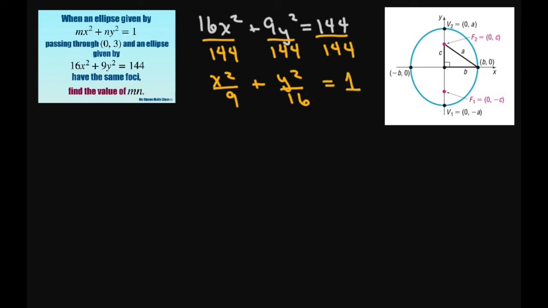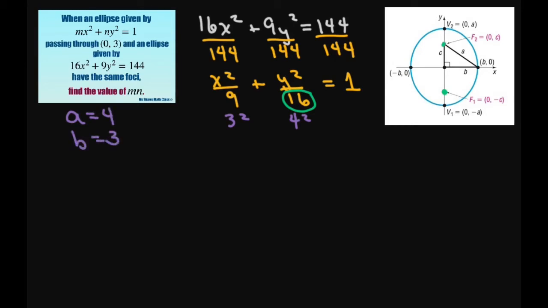Now, since our bigger number is under the y, that means this is going to be the major axis, and so the foci are going to go on our vertical axis. All right, therefore, this can be written like 3 squared. This can be written as 4 squared. So we have a equals 4 and b equals 3.